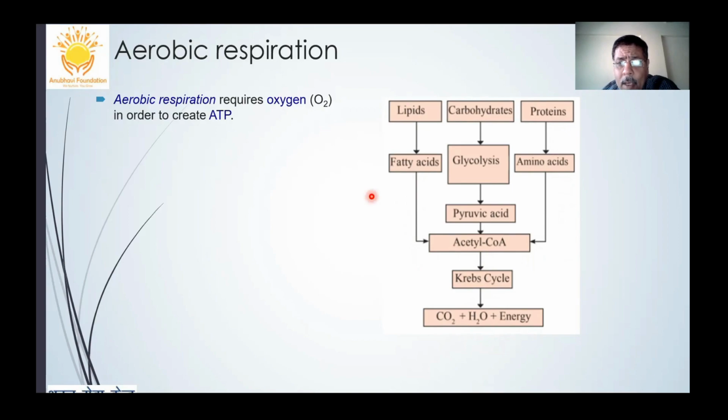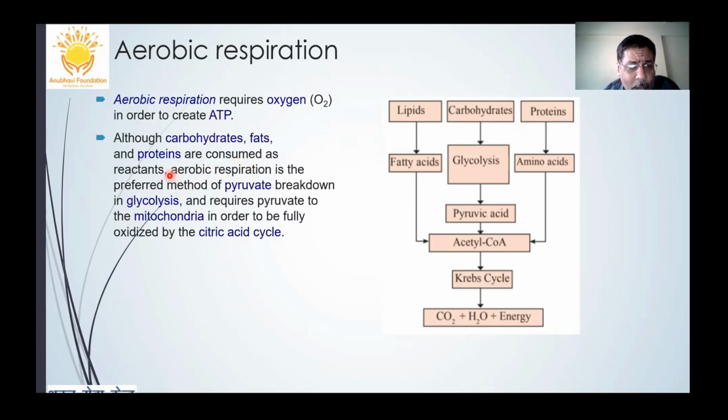In the end, we have to understand that aerobic respiration is because of oxidation of lipids, carbohydrates or proteins, where carbohydrates are the chief source of energy, followed by lipids and proteins. If carbohydrates are less in amount in our body, due to fasting or any other reason, their resources have decreased. So aerobic respiration requires oxygen too in order to create ATP. Although carbohydrates, fats, and proteins are consumed as reactants, aerobic respiration is the preferred method of pyruvate breakdown.